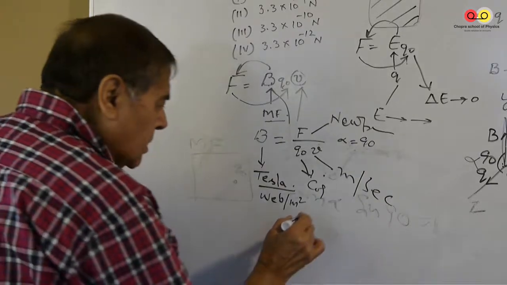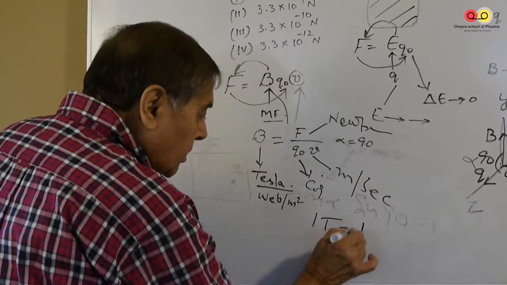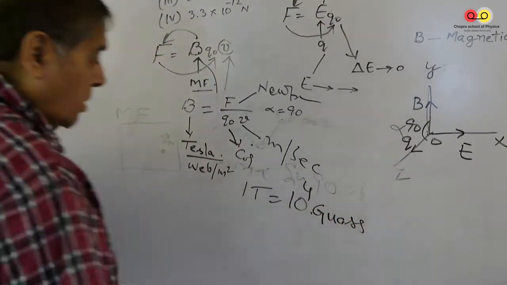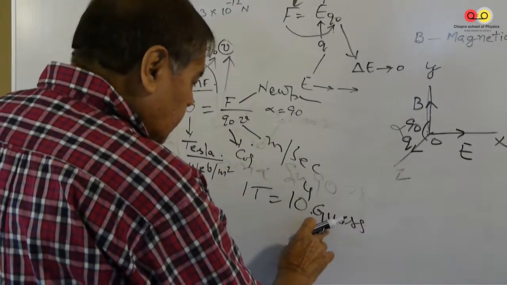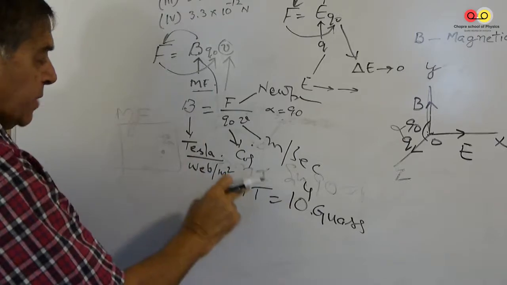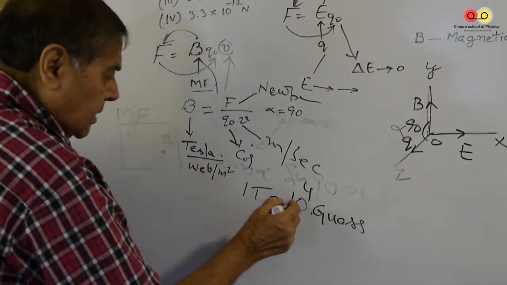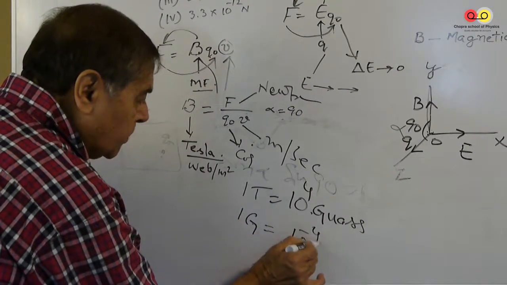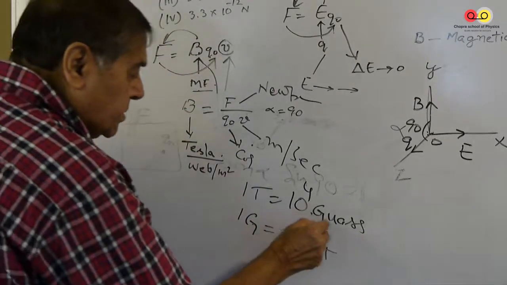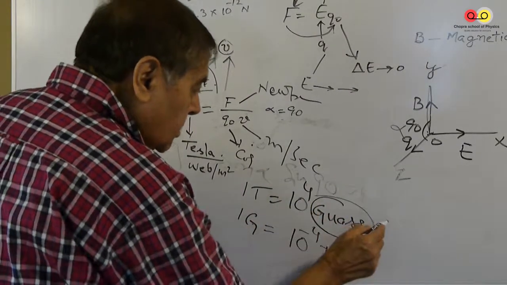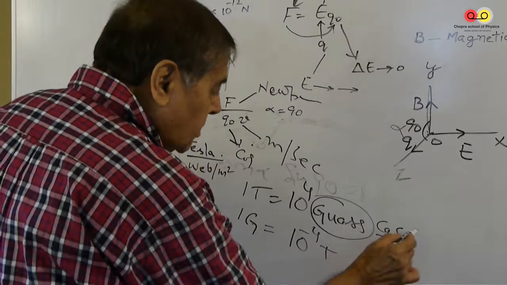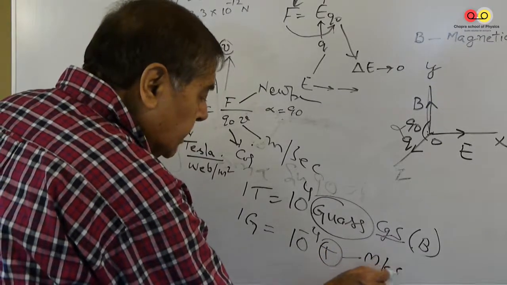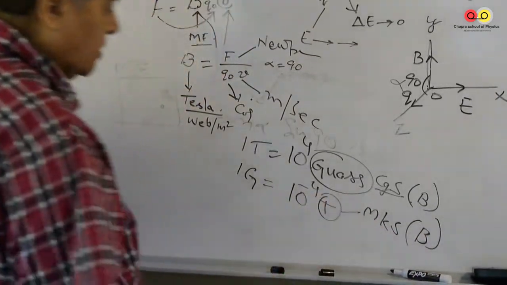And you will further remember 1 Tesla is 10 to the power 4 Gauss. Gauss is the CGS unit of magnetic field. Tesla is the MKS unit of magnetic field. 1 Tesla is 10 to the power 4 Gauss, or 1 Gauss is 10 to the power minus 4 Tesla. Gauss is the CGS unit of magnetic field, Tesla the MKS unit of magnetic field.